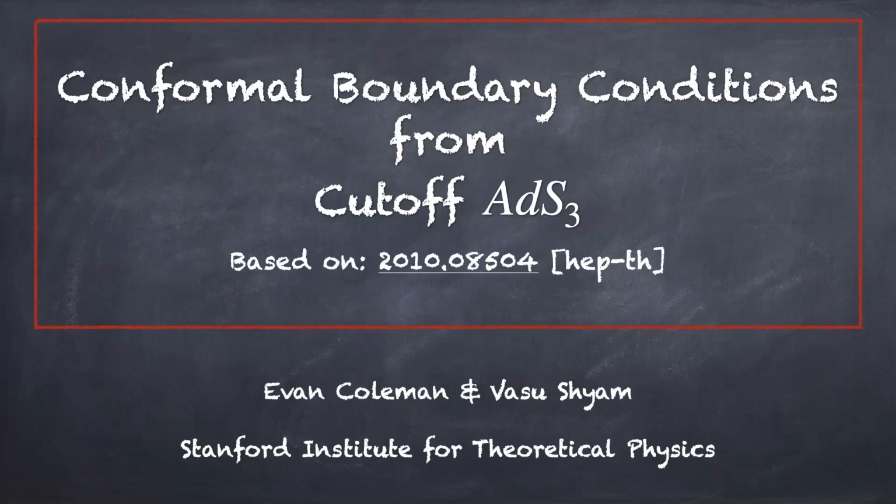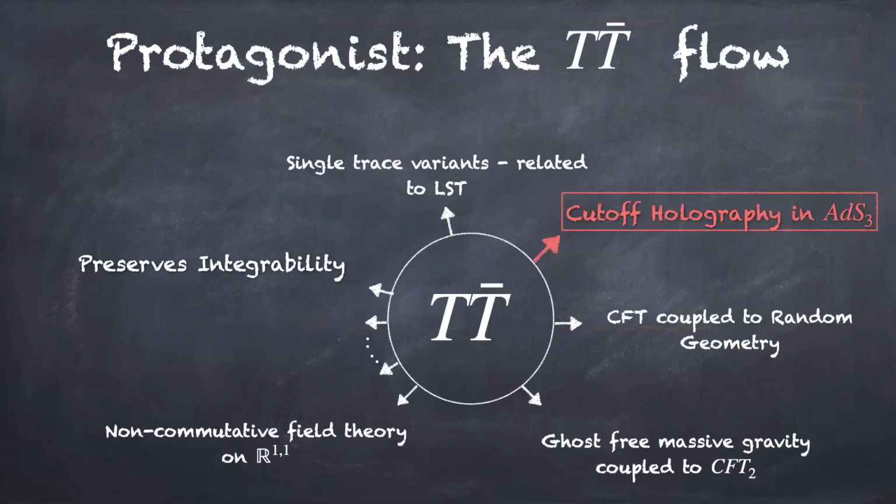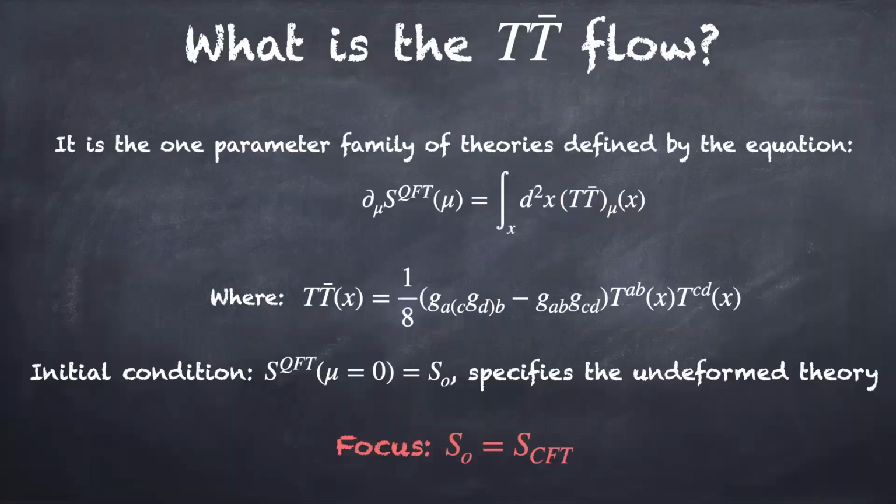We're here to talk about our work on conformal boundary conditions from cutoff AdS3. We approach cutoff holography via the TT bar deformation. There are many routes to get to this interesting theory, and it relates to integrable field theories, to ghost-free massive gravity, coupling CFTs to random geometry, and so on. But our focus will really be to see this deformed theory as the one that lives on a finite Dirichlet cutoff surface in AdS3. We'll explain that through the course of this talk.